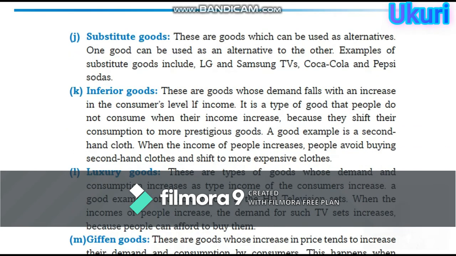So substitute goods, these are goods which can be used as alternatives. So one good can be used as an alternative to the other. Examples of substitute goods include LG and Samsung TV sets, Coca-Cola and Pepsi sodas. Substitute goods ni goods imwe ishobora kubura ariko hakaza indi ifite same purpose. Niba ushaka ibishyimbo ugasanga ku isoko nta bishyimbo bihari ariko hari amashaza, byose bikora isosi. For example, you go to the market to buy some sweet potatoes, but you lack them and yet you take Irish potatoes. That's what we call substitute goods.